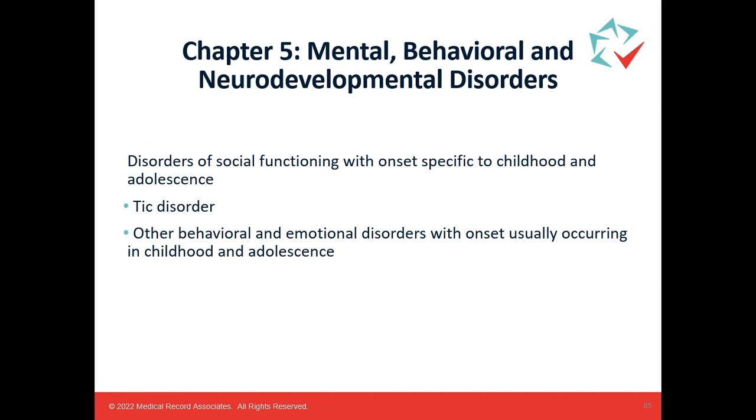Also, some of these codes in this area include disorders of social functioning with onset specific to childhood and adolescence. That could be a tic disorder or other behavioral and emotional disorders with onset usually occurring in childhood and adolescence. So it usually starts in childhood, adolescence, can also be diagnosed as an adult, but can be used and applied to patients of any age.